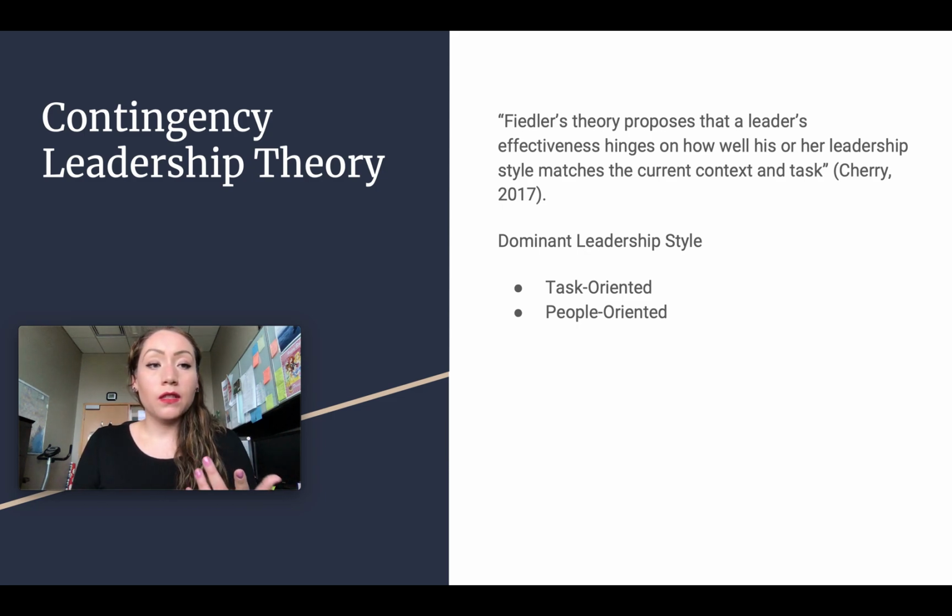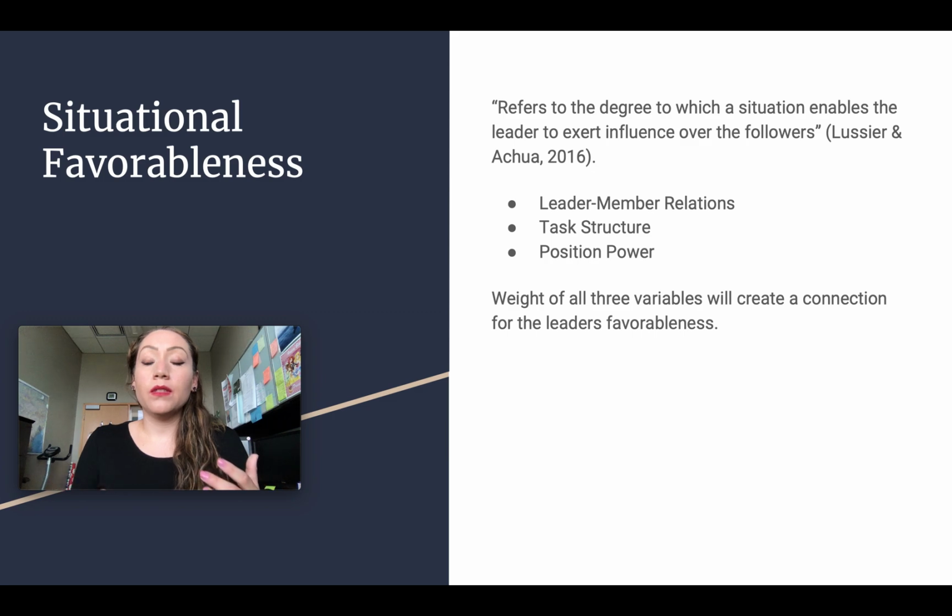And in order for this theory to work, we need to know which leadership style we are, obviously. With those leadership styles, there is situational favorableness, which refers to the degree to which a situation enables the leader to exert influence over the followers. Some of the variables are the leader-member relationship, the type of relationship between leaders and followers, the task structure, and the position power. Once we weigh all three variables, they create a connection to the leader's favorableness.